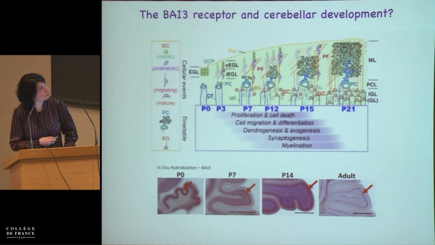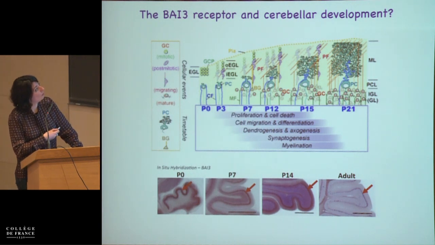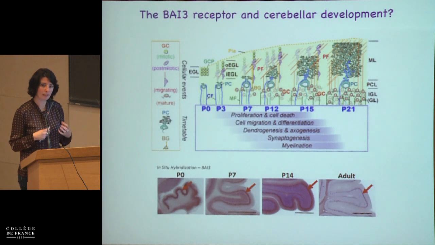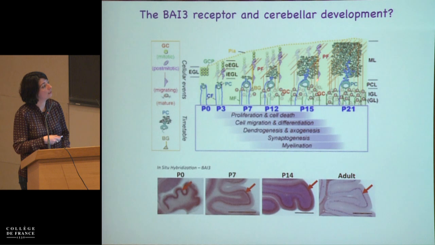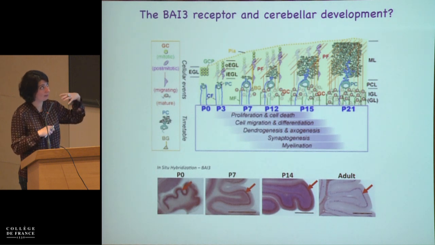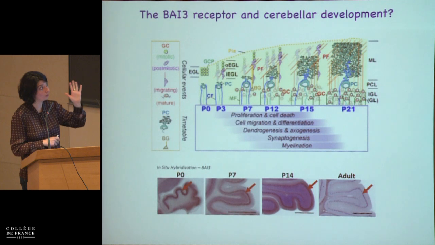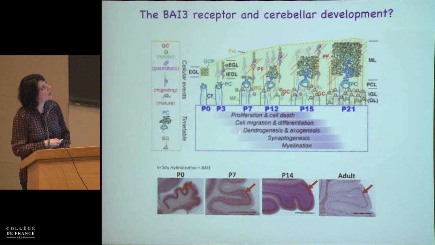So during the development of the cerebellum, many morphogenetic steps occur. In particular, Purkinje cells have to go through a very intense remodeling activity to generate their mature dendrite, the adult dendritic architecture that you've seen before, that is very elaborated with a lot of branches and that is also in 2D, which is really interesting.